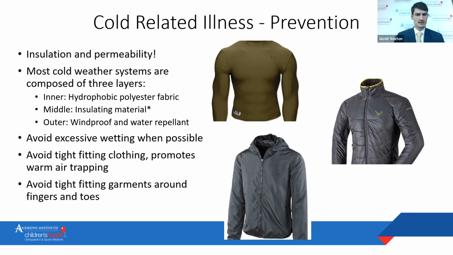Your middle layer is more of your insulating material. That's your middle right image. This is the one that's typically going to have some kind of insulated material. It can be a synthetic, it can be down, it can be any kind of material. The goal with this is to help produce that heat and keep it trapped between the inner layer. And then finally, you have your outer layer. That's your windproof and water repellent shield. That's your rain jackets, your starter jackets, and those types of things to help protect you from the actual environmental exposure.